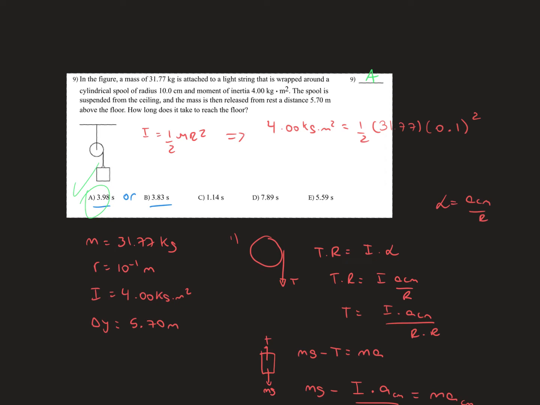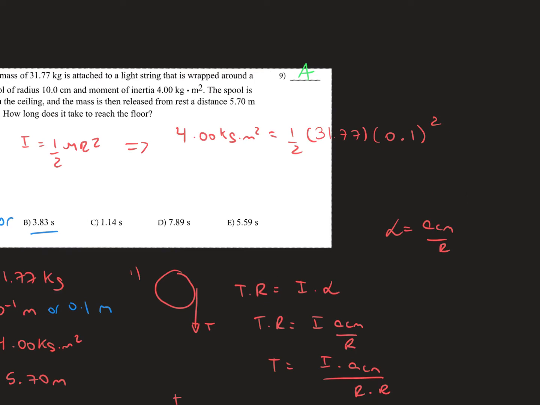In problem 9, we got the following. In the figure, a mass of 31.77 kilos is attached to a light string that is wrapped around a cylindrical spool of radius 10 centimeters and a moment of inertia of 4 kilograms per meter squared. Now it says that the spool is suspended from the ceiling and the mass is then released from rest at distance 5.7 meters above the floor. The question is, how long does it take to reach the floor?